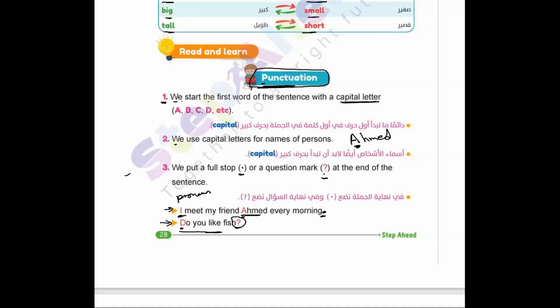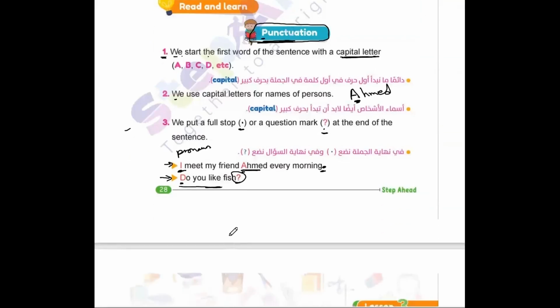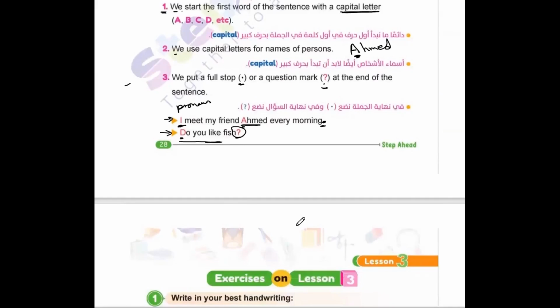Never forget to write all of these steps when you would like to write English, in any writing in English, to keep your writing correct. That is the important part in this lesson. Like that, we can say we finished lesson 3. Let's go quickly to lesson 4.